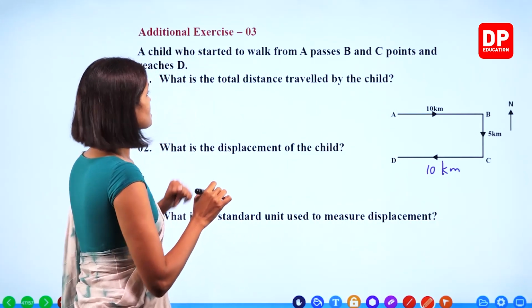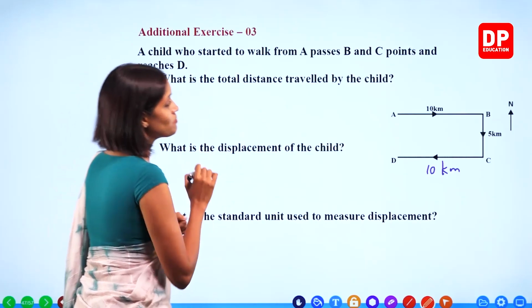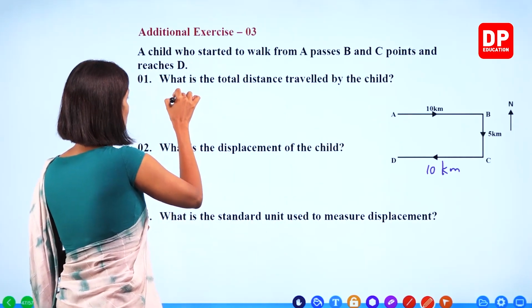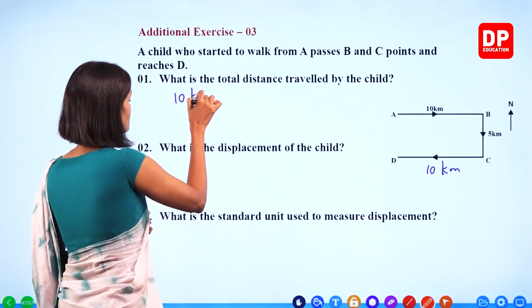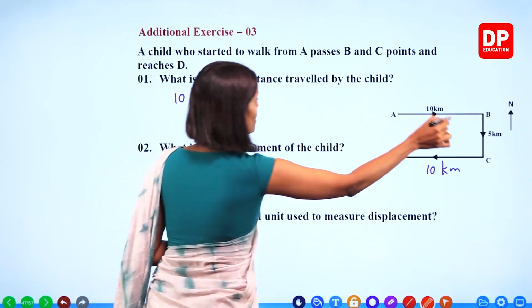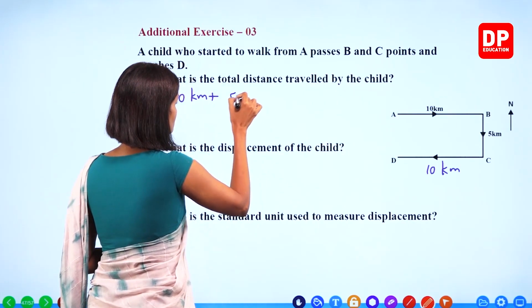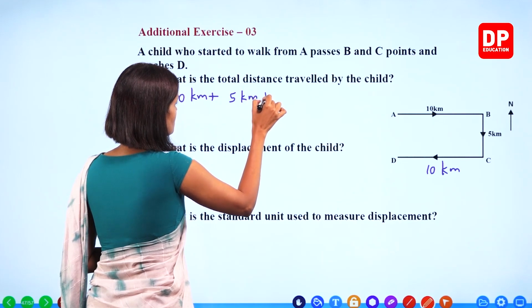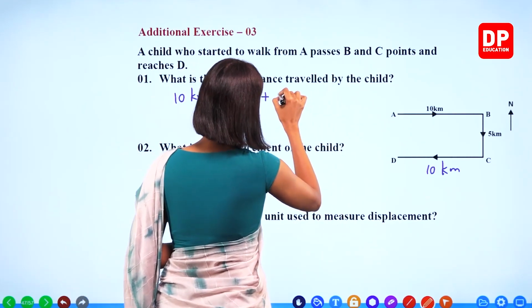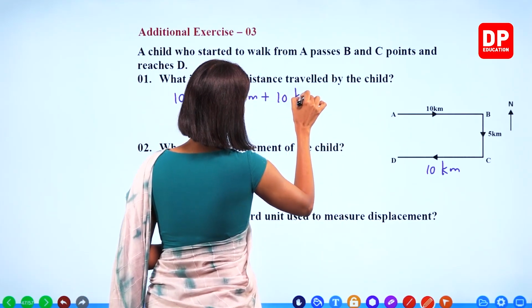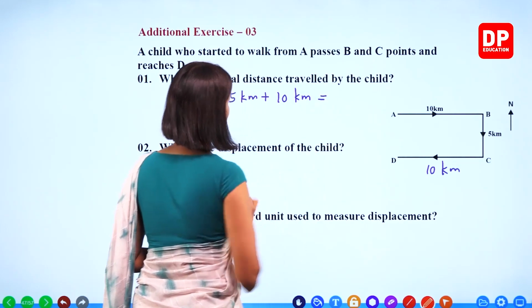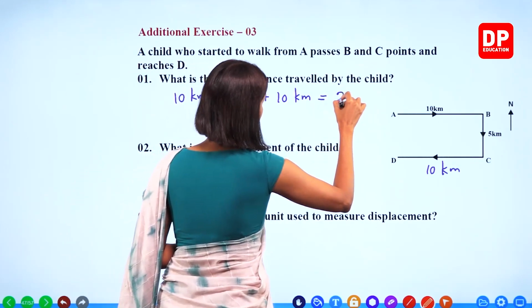Right? So what is the distance traveled? We can simply write 10 kilometers plus 5 kilometers plus another 10 kilometers equals 25.